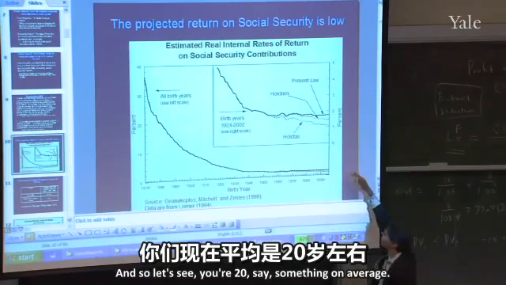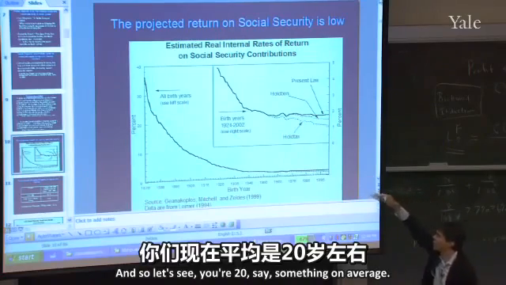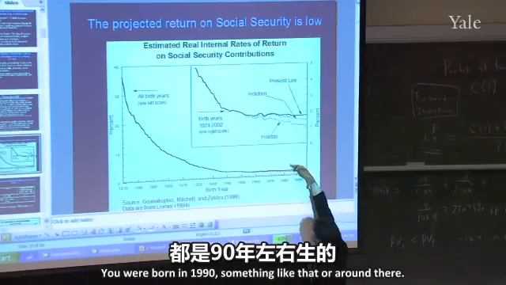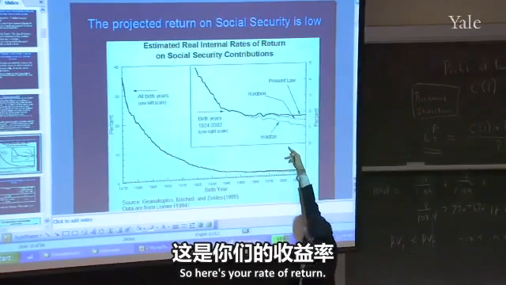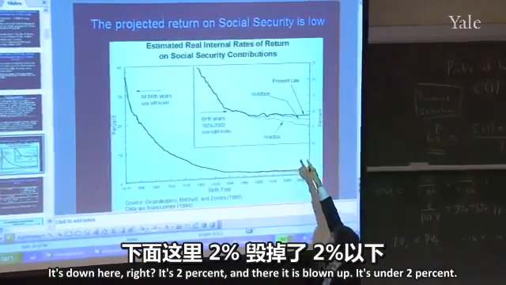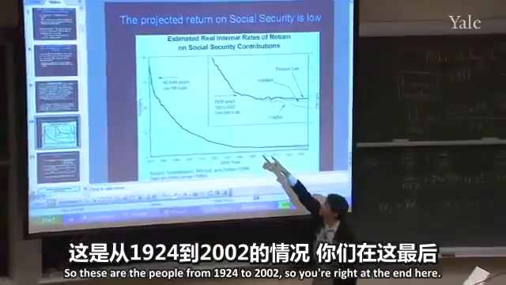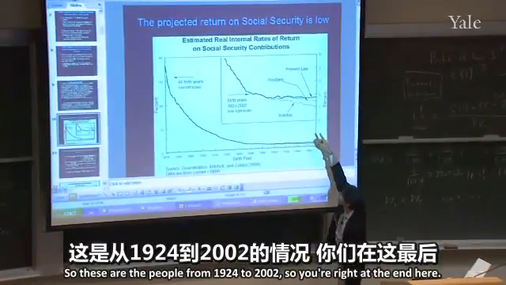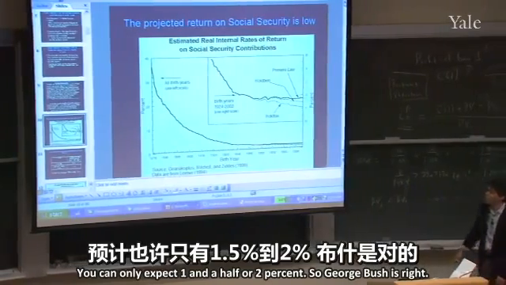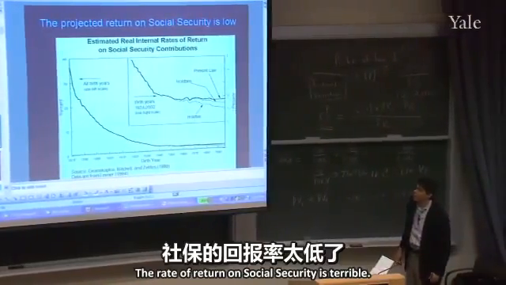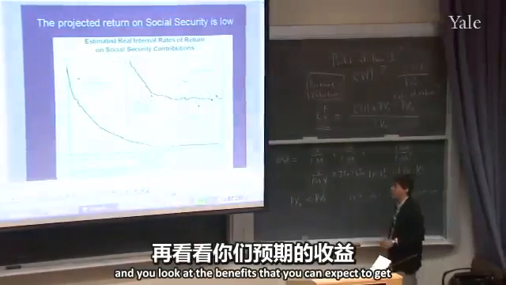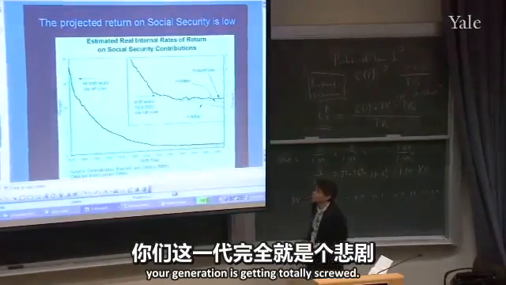So let's see, you're 20, say, on average. So you're born in 1990, something like that, or around there. So here's your rate of return. It's down here, right? It's 2%. And there it is blown up. It's under 2%. These are the people from 1924 to 2002, so you're right at the end here. That's your rate of return blown up. You can only expect 1.5 or 2%. So George Bush is right. The rate of return on Social Security is terrible. If you look at the taxes that you put in and the benefits that you can expect to get, your generation's getting totally screwed.